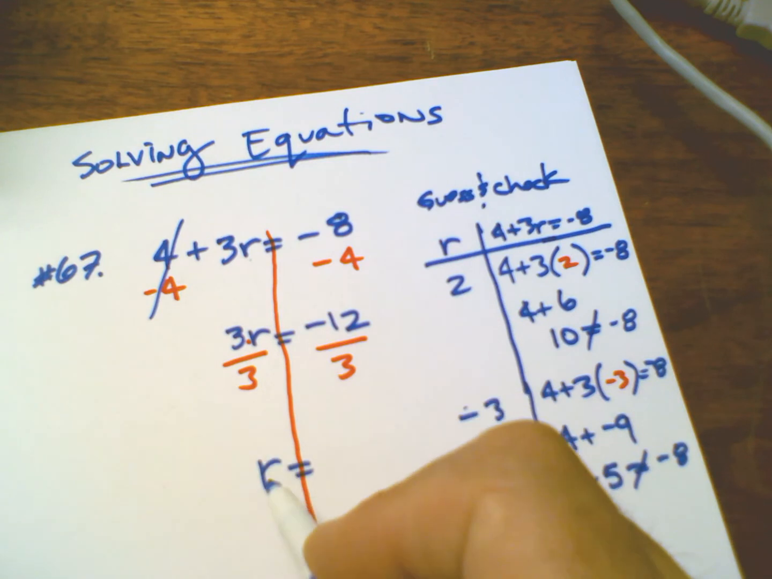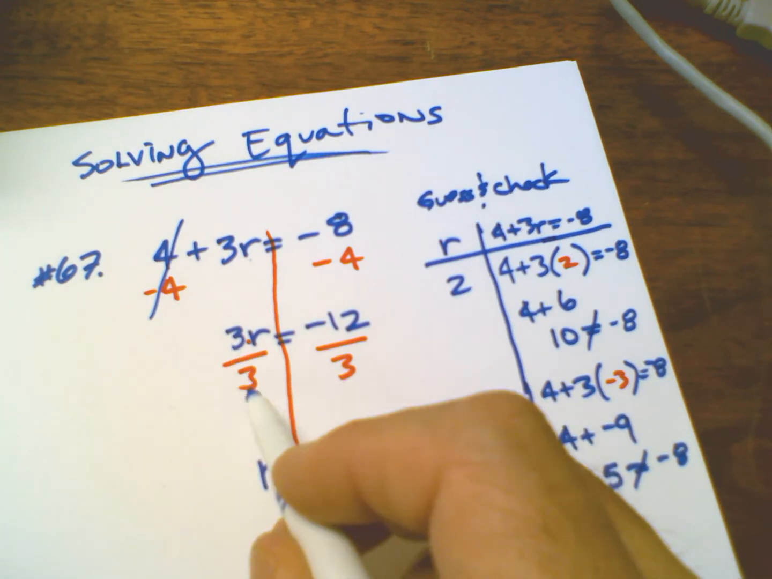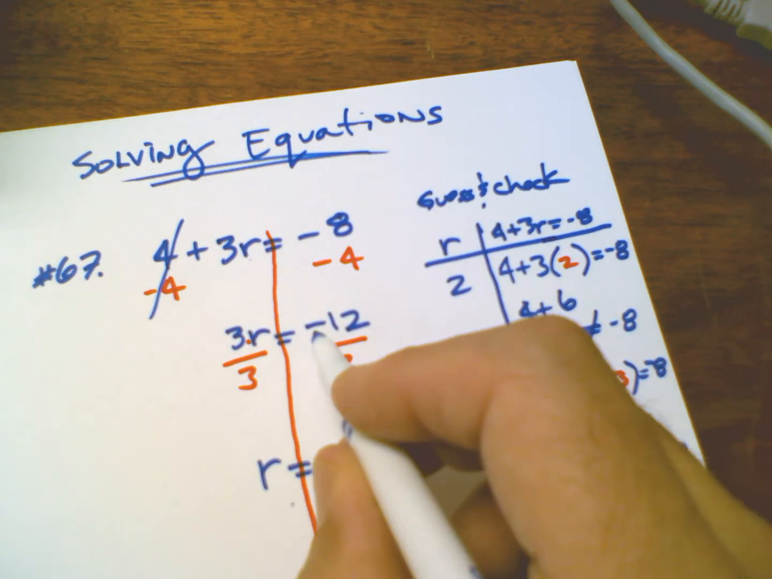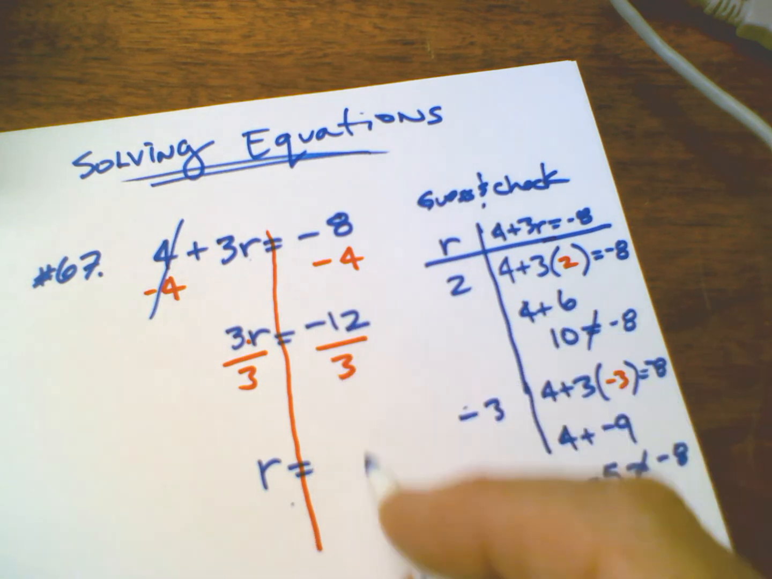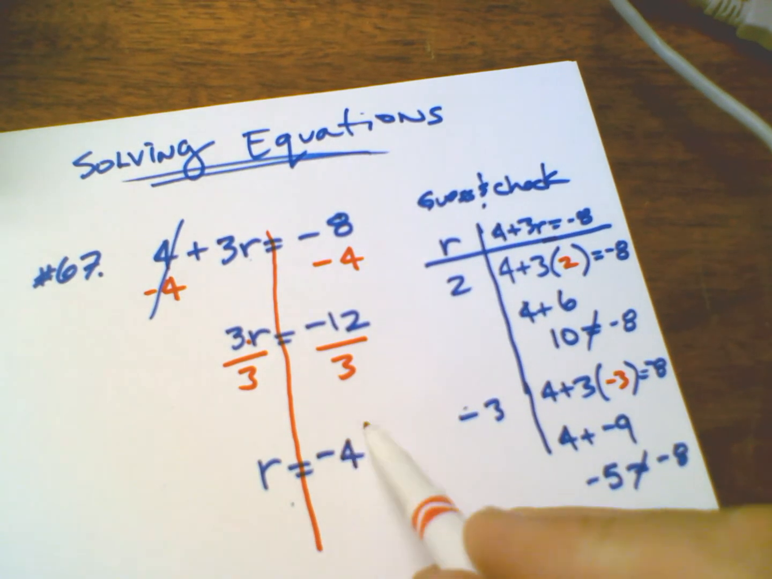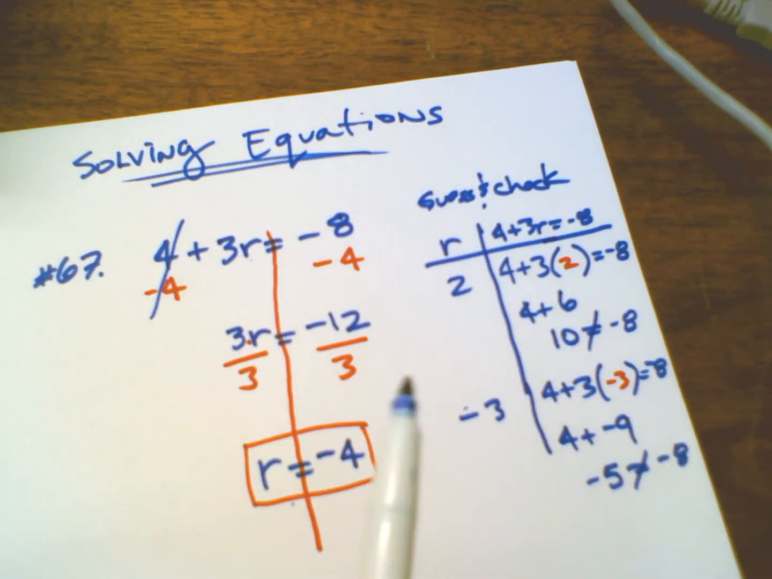That now gets my r by itself, right? 3 divided by 3 is 1, and it's 1r is all that's left over. And then we have negative 12 divided by 3 is negative 4. So my answer is r equals negative 4.